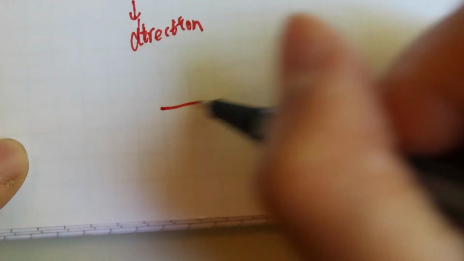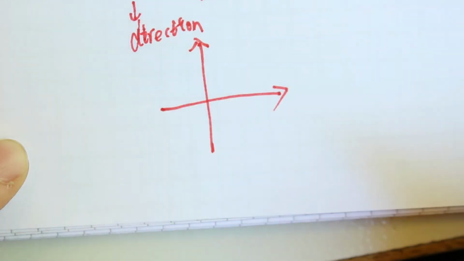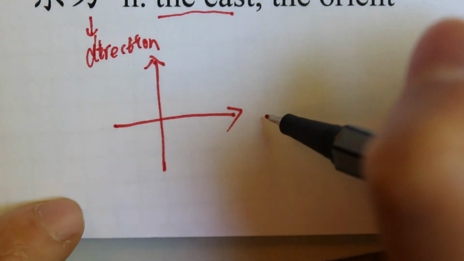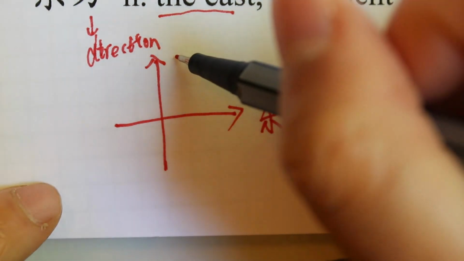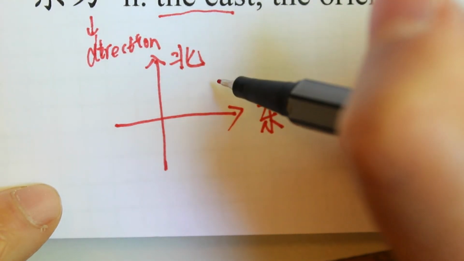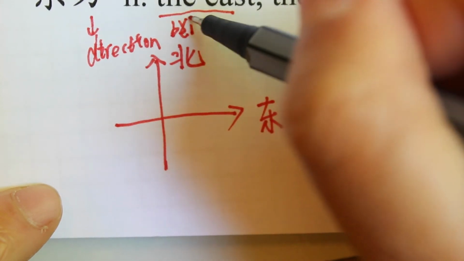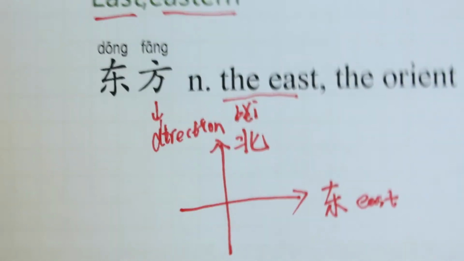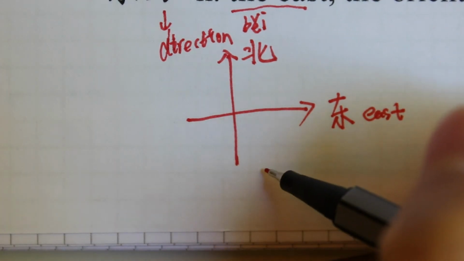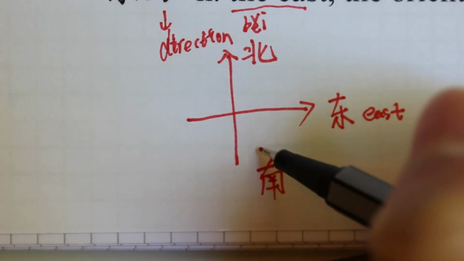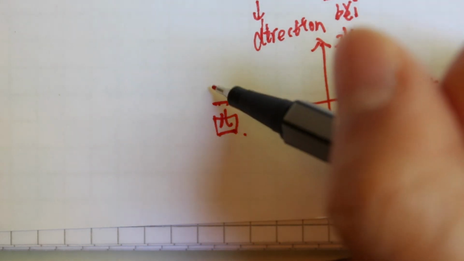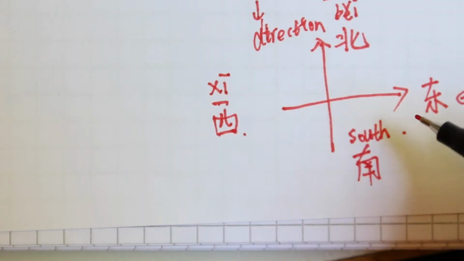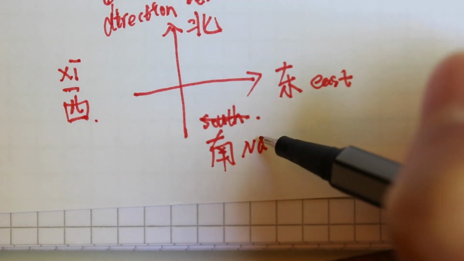And let's look at how to say 东西南北 in China. So this is 东, means the east, and this is the north, 北. And the bottom one is 南, the south. And the left one is 西, the west, 西. Here it's 南.